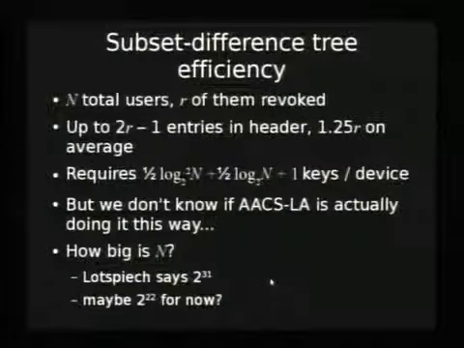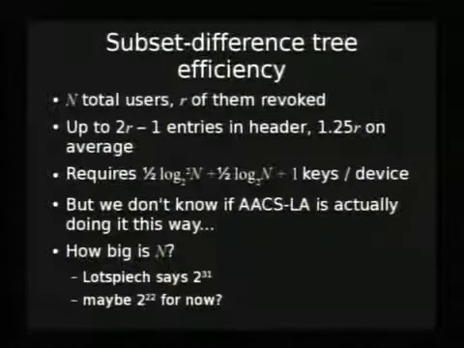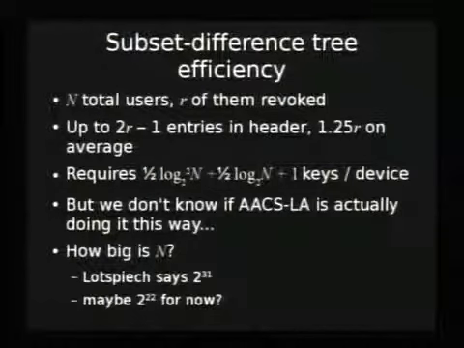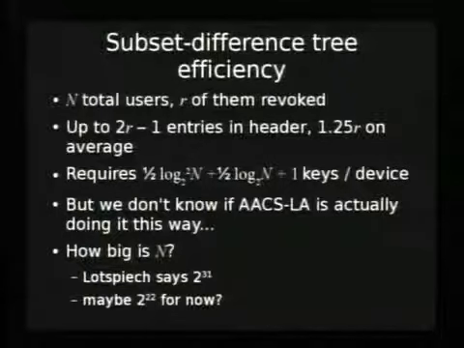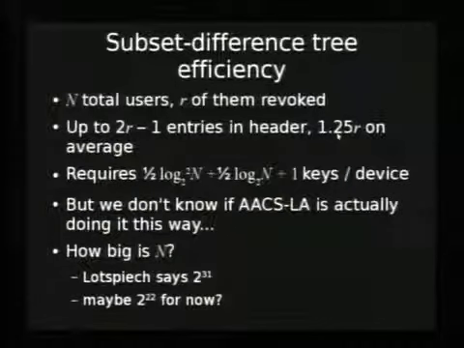So for the computer scientists in the room, I've probably lost everyone else anyway by this point, some notes on the algorithmic efficiency of this system. It allows any R users out of the total group N to be revoked. The header that generates these subsets has a length up to 2R minus 1, with an exception for the 0 case. And on average, if you have random subsets being revoked, the header length is 1.25R. So you have 1.25R processing keys on average for those revoked devices.